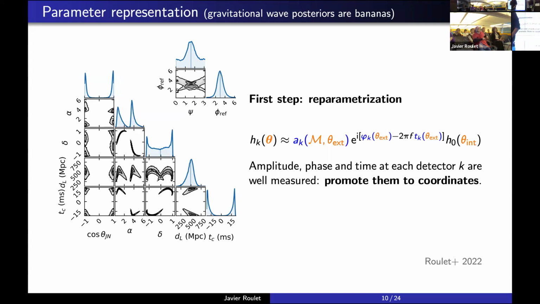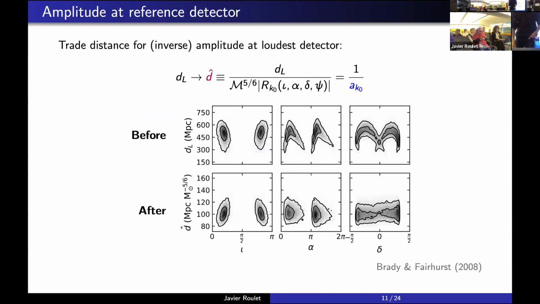So let's try to promote them to coordinates. I will go quickly about this, but for example, the distance can be traded for the amplitude. It has some complicated formula, but we know it, and it has a Jacobian that we can compute, so it's a perfectly good change of coordinates. And you see before you have these weird correlations, and after you do this change, the correlations are gone and the parameter is better measured.